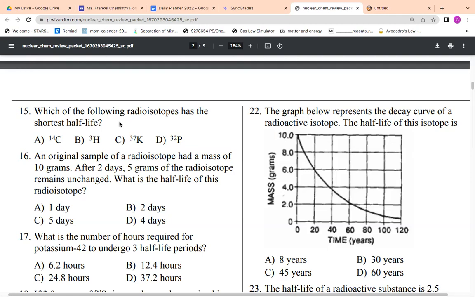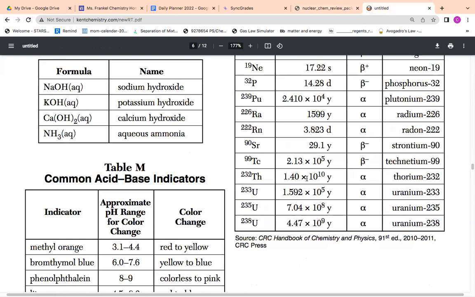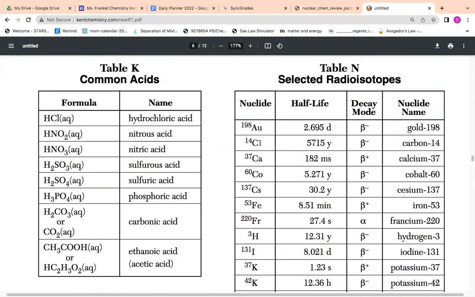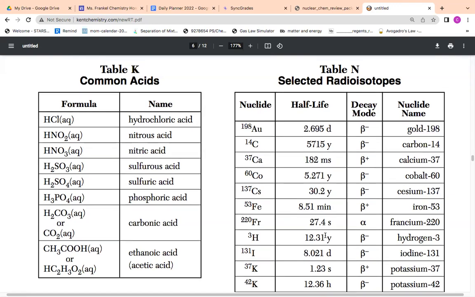Number 15. Which of the following radioisotopes has the shortest half-life? So again, we're going to want to go to table N, and we're going to want to look up each one of the radioisotopes. So we can look at, first one was carbon-14, has a half-life of about 5,700 years. And again, we're looking for the shortest half-life. So this is the highest one so far because the first one. Hydrogen-3, 12.31 years. So automatically carbon-14 is out. Hydrogen-3 has a much shorter half-life.